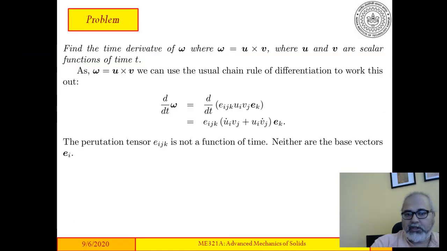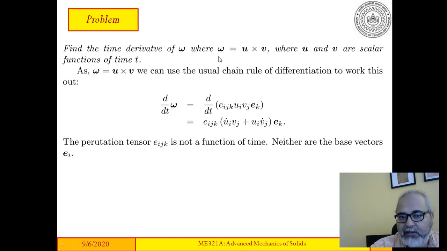So we have learned how to take time derivatives of quantities that are functions of other quantities which only depend on time. So in this problem that we did, u was a function of time only, v was a function of time only, and omega is a function of u and v, in the sense that omega is equal to u cross v, and we wanted the time derivative of omega.